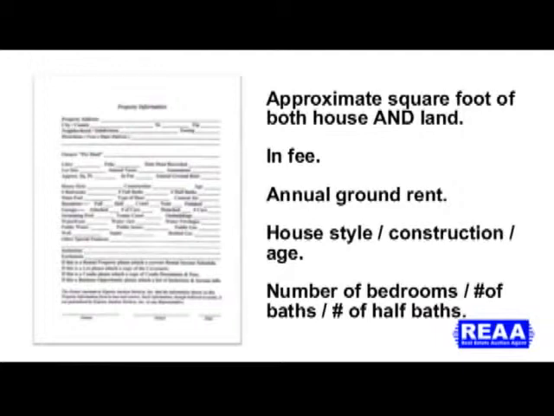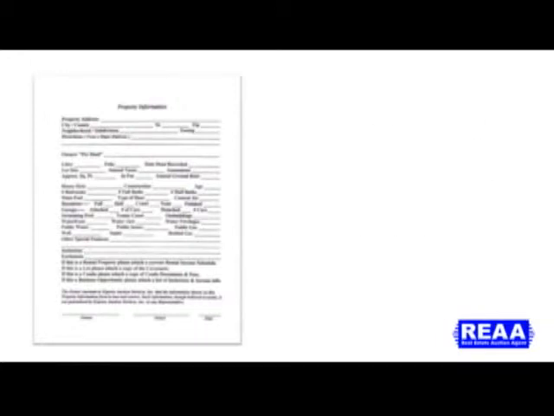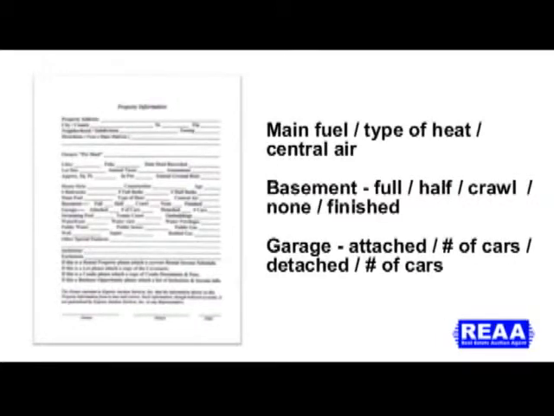House style, whether it's cottage, whether it's a brick, whether it's a contemporary, type of construction, brick, block, aluminum siding, age, approximate age, number of bedrooms, number of full baths, number of half baths, type of fuel, whether it's oil, electric, propane, gas, type of heat, whether it's forced air or whether it's radiant heat, whether it's in the floor, and if it has central air conditioning.